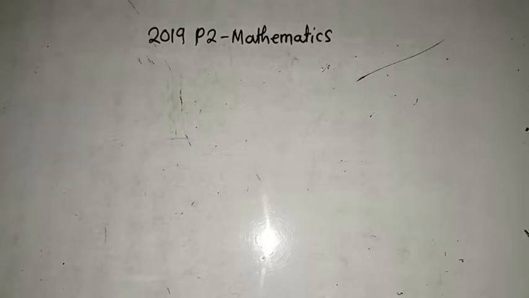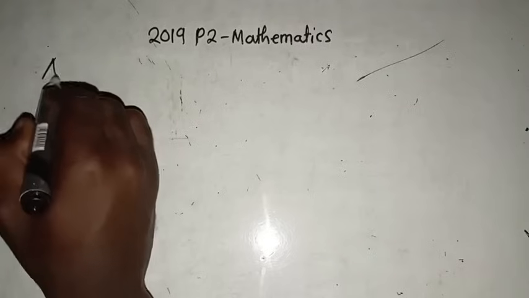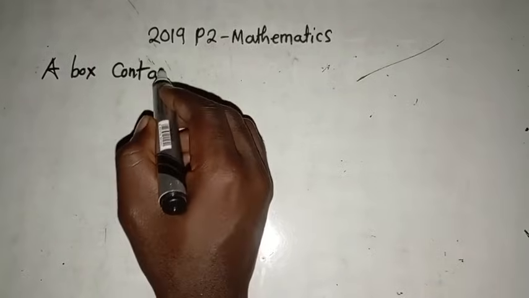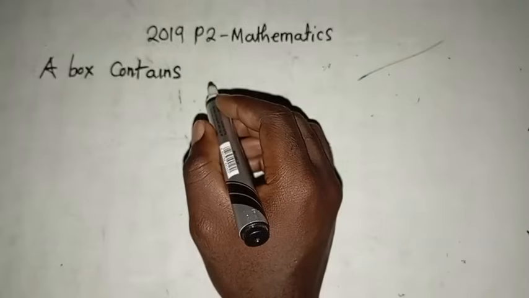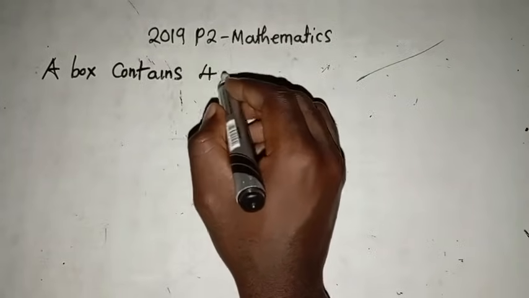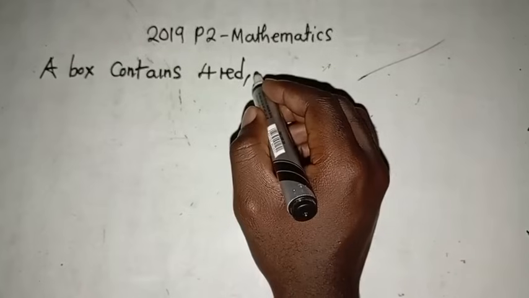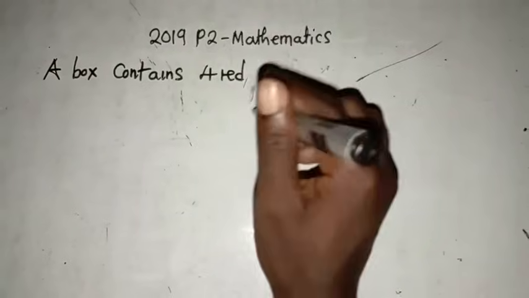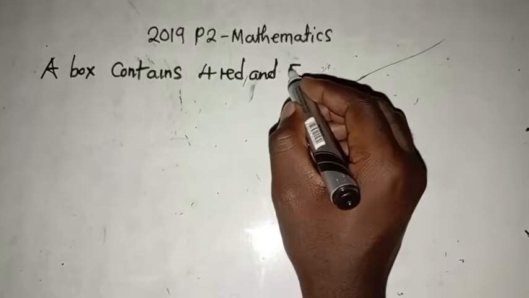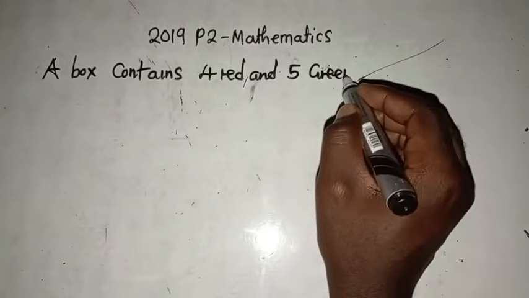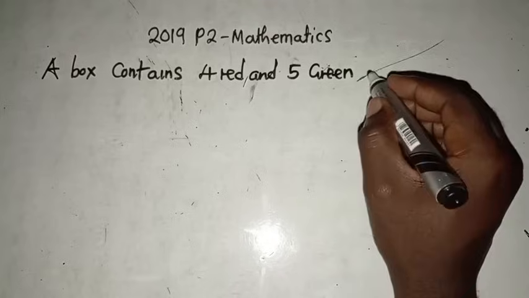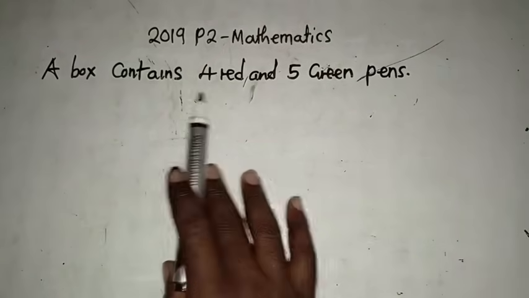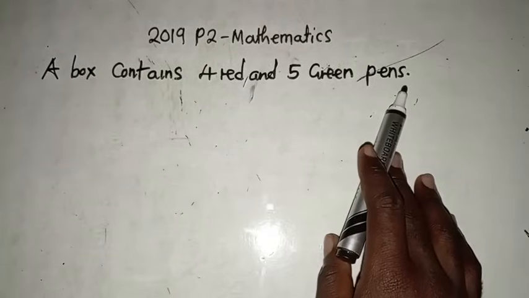Part B is saying that a box contains, so a box is containing 4 red and 5 green pens. This is what you need to understand. So a box is containing 4 red and 5 green pens.